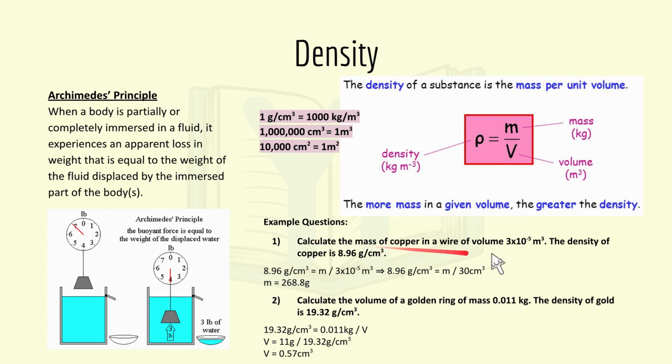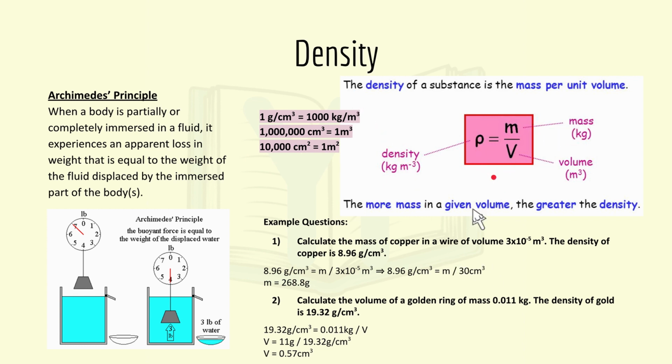And here are some example questions for density. Calculate the mass of copper in a wire of volume 3 times 10 to the power of -5 m cubed. And the density of copper is 8.96 grams per cm cubed. So first you have to convert this g/cm cubed to the same units as m cubed. So just convert it like this, and here's a conversion.